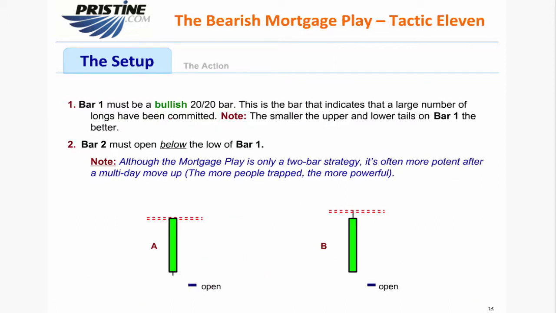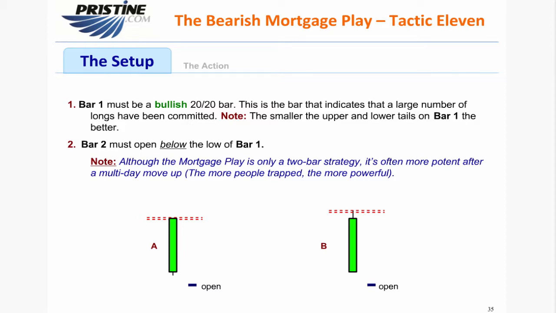The next guerrilla tactic is the bearish mortgage play, or what some have already alluded to or questioned, in another way of looking at it, is a professional gap. What happens here is you've got at least one bar, a 20-20 bar, that indicates a large number of longs have committed, and then bar number 2 opens below the low of bar number 1. Right? So it's a complete gap down below that bar's entire range.